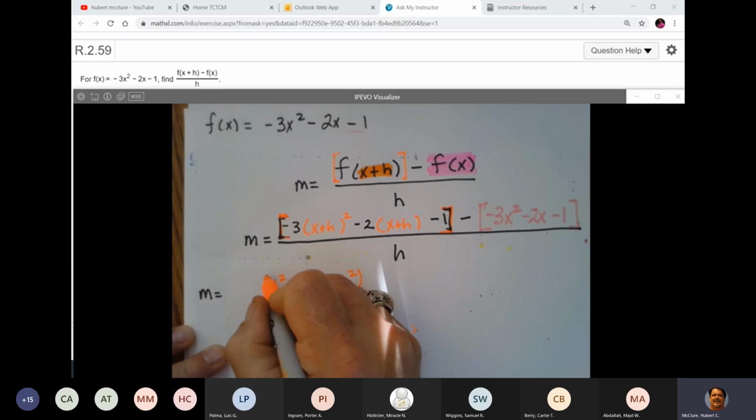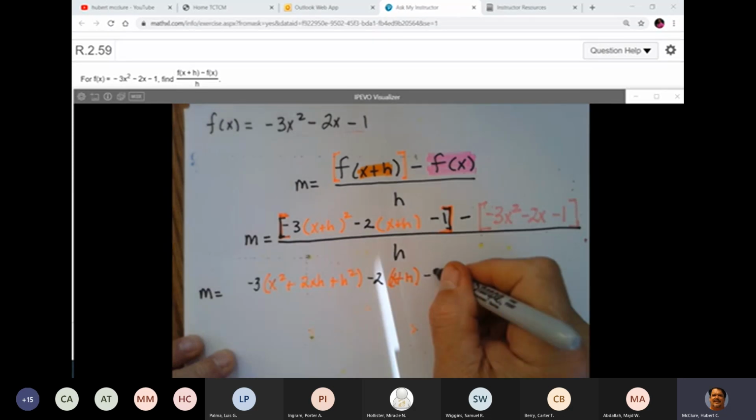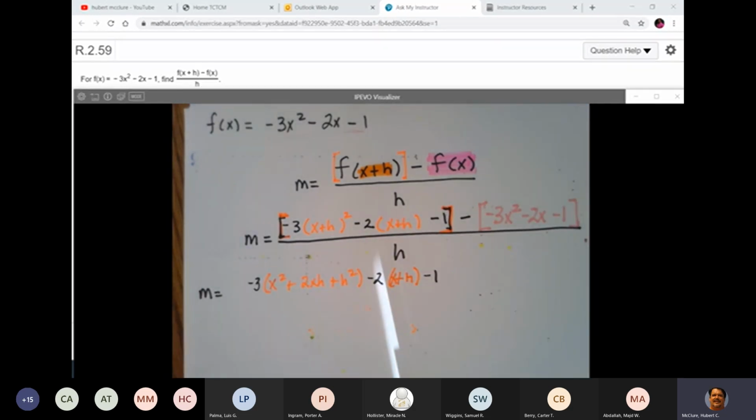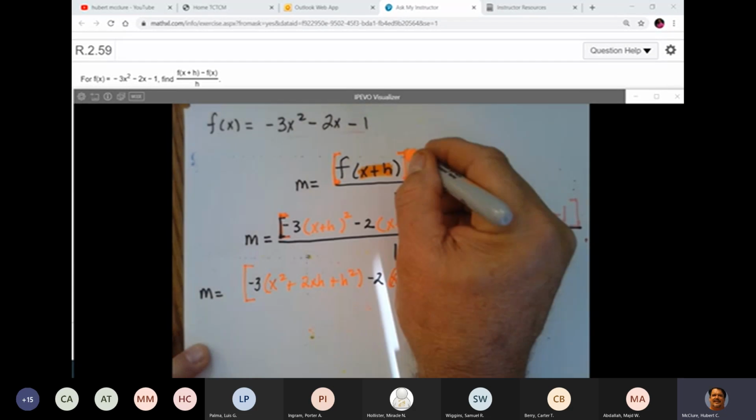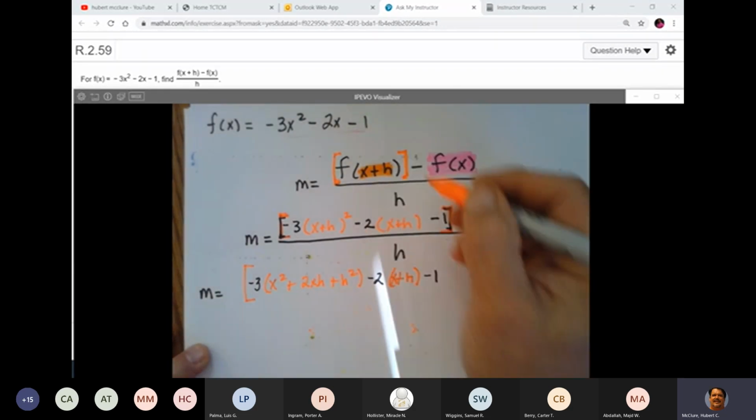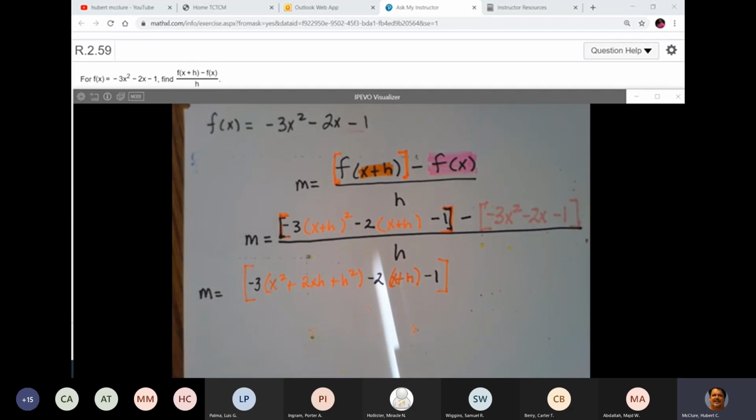And we are going to distribute this, but I'm not going to do it yet. And that's x plus h minus 1. And all of that is still in orange brackets because we're still working with this first part right here. Now, you can go ahead and distribute this negative if you want to.